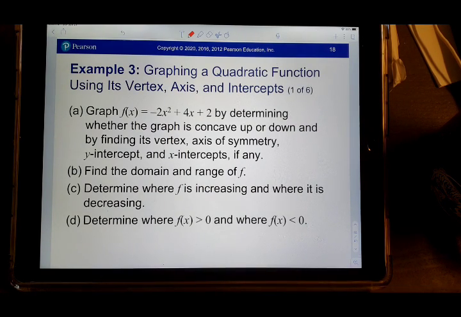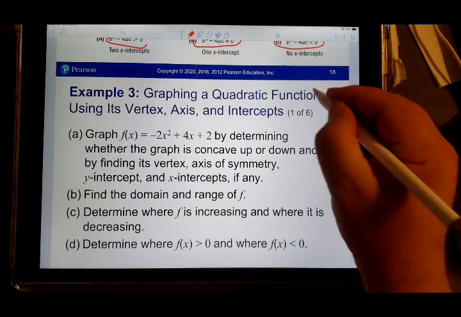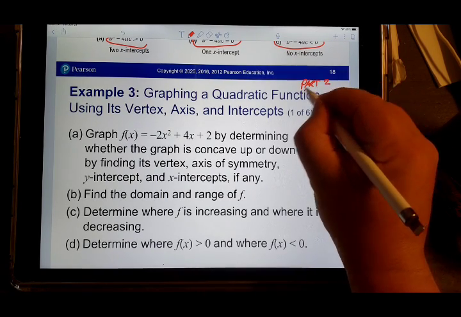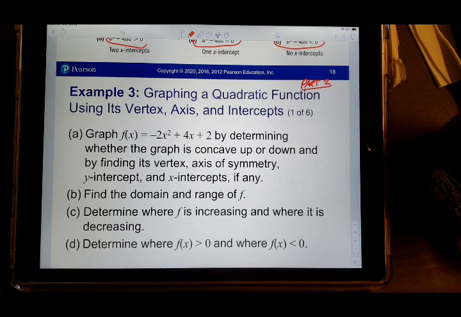So, graphing a quadratic equation using its vertex, axis, and intercepts. I'm going to pick up on this because this video is getting a little long. This is part 1, and we'll pick up with part 2.